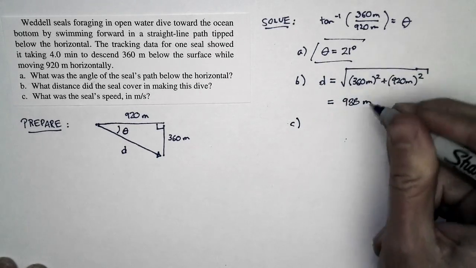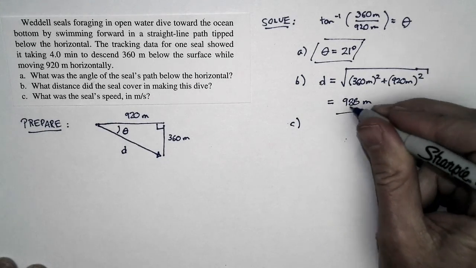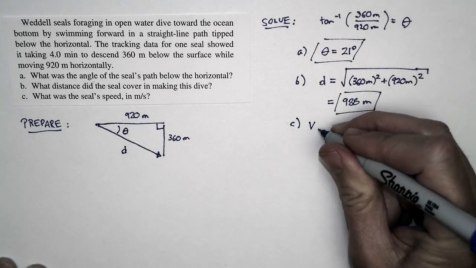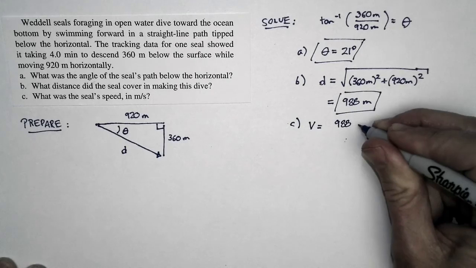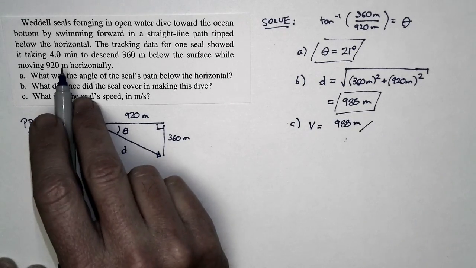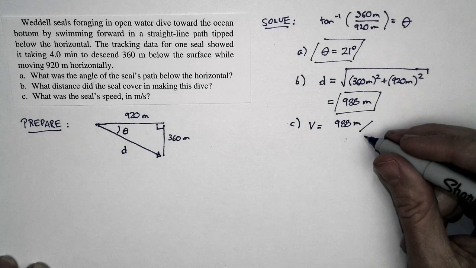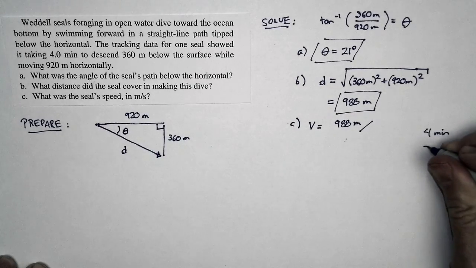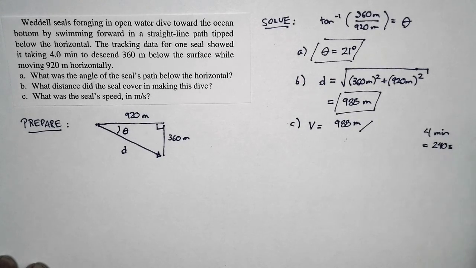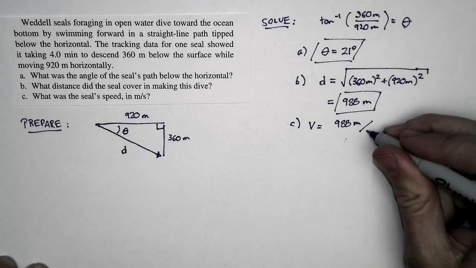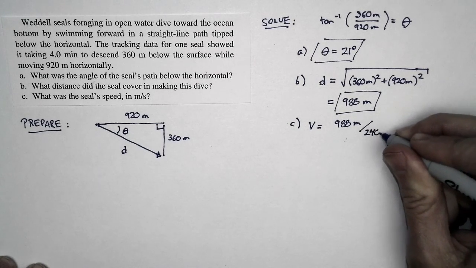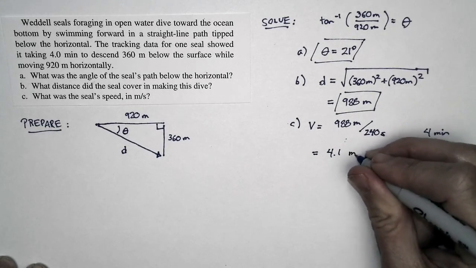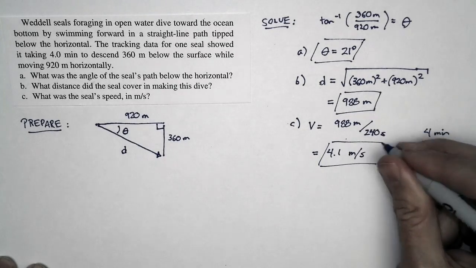So 21 degrees travels a distance of 988 meters. That's our part A and part B. Part C is the speed. The speed is 988 meters in a time of 4 minutes. But I'm just going to put in what this time is in seconds, okay? And 4 minutes is just equal to 240 seconds. So I'm just going to cut to the chase, and I'm going to put that in. 988 meters in a time of 240 seconds gives me a speed of 4.1 meters per second. That's my answer to part C.